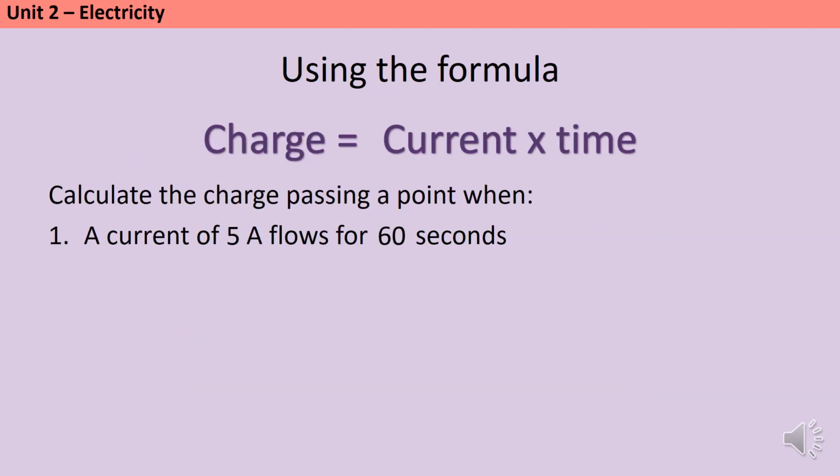Let's practice substituting some numbers into this equation. A current of 5 amps flows for 60 seconds. Now I know that the 5 is the current because it has an A after it standing for amps, and amps is the measure of current. So I can put that 5 there. Seconds obviously is a time, so I can put 60 into the right place as well. And now I'm doing 5 times 60 to give me an answer of 300 coulombs.